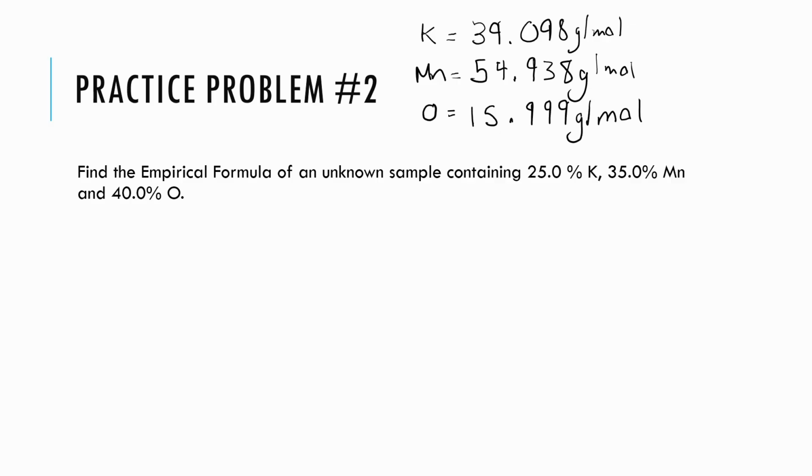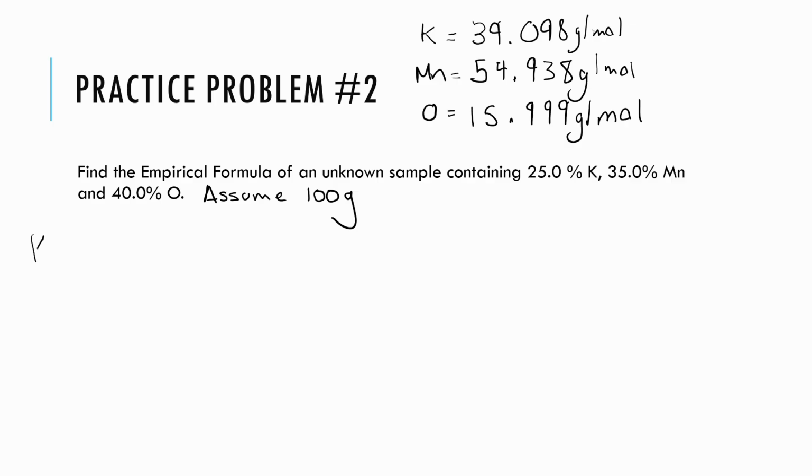Now, we are given the percentages. We are told percent by mass, 25% potassium, 35% manganese, and 40% oxygen. We are going to make an assumption, but it's going to be a little bit different than the previous one. We are going to assume 100 grams. The reason that we're making this assumption is it is really easy for us to go from 25% potassium and 100 grams to grams. 25% of 100 grams is 25 grams.